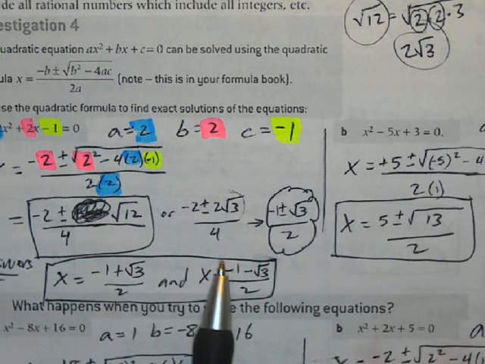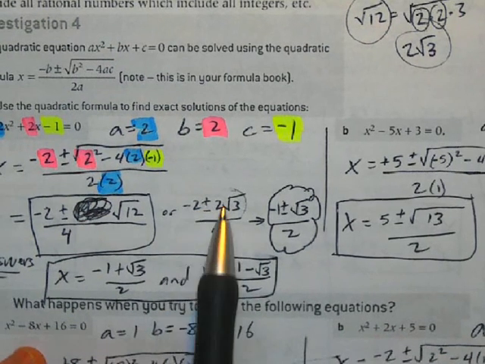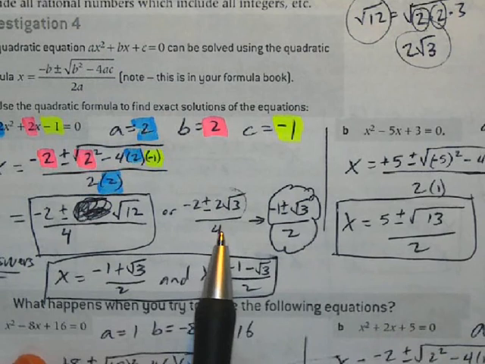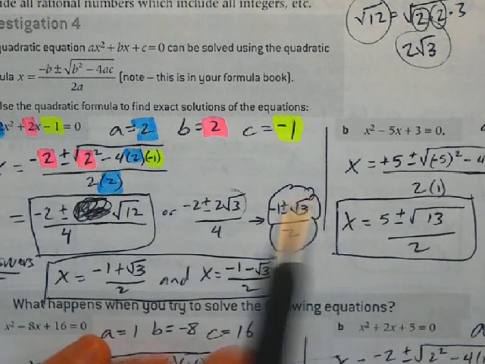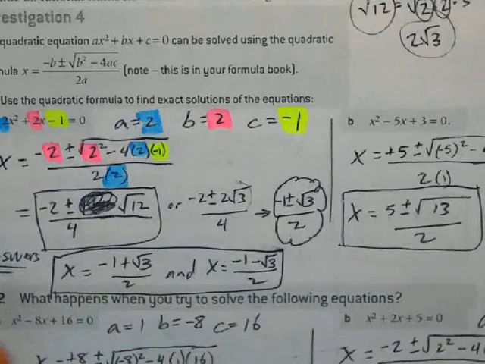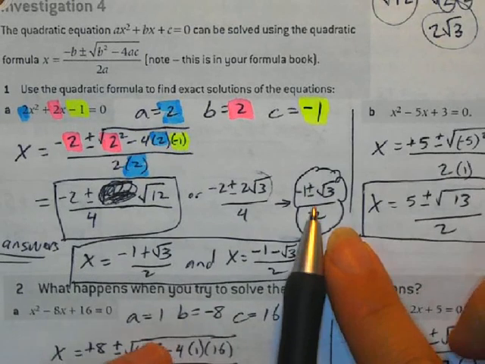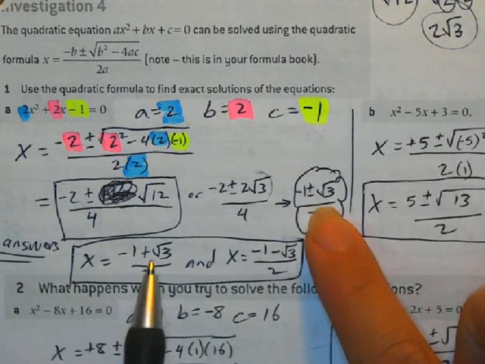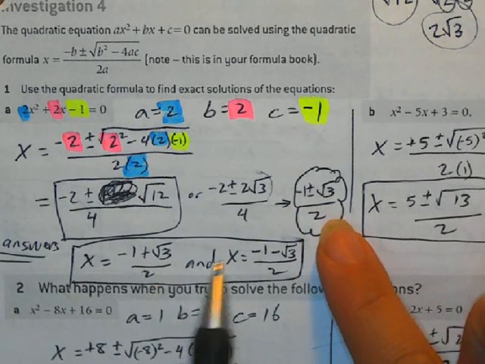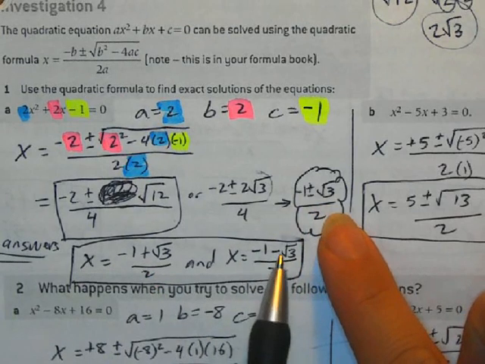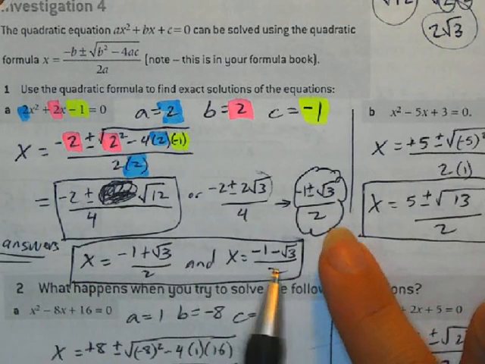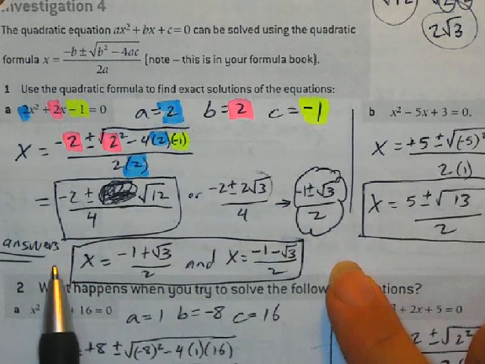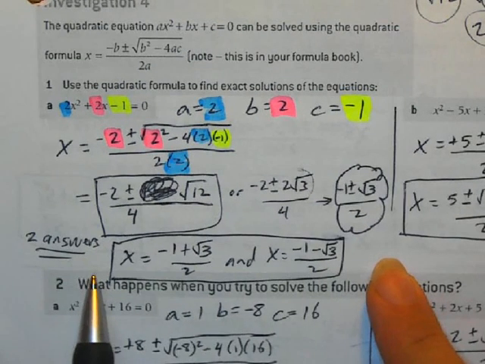Now, notice I have even numbers in the numerator and an even number in the denominator, so I could simplify it even further. The plus or minus means we have two answers. We have x equals -1 plus radical 3 over 2, and x equals -1 minus radical 3 over 2. So this is our two answers. You might want to hit pause if you need to copy this down.